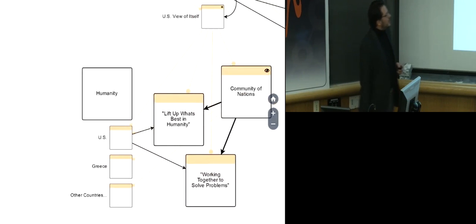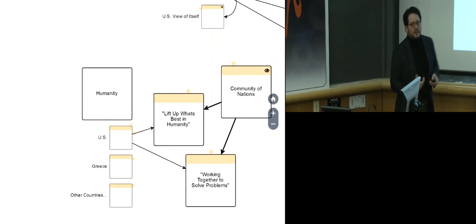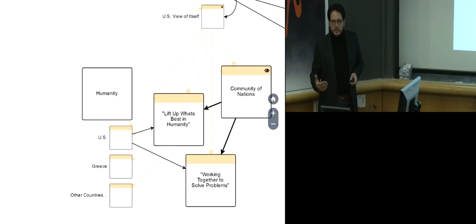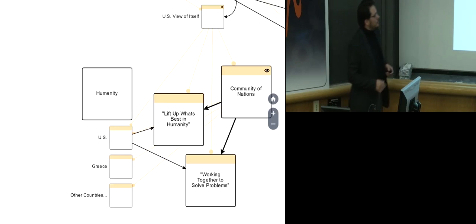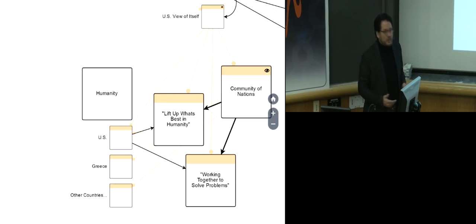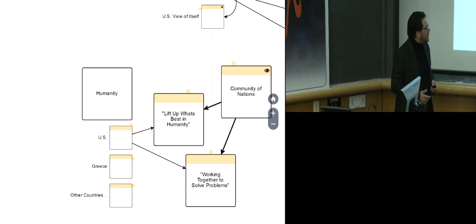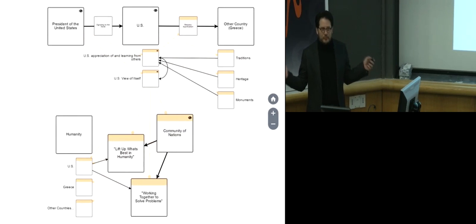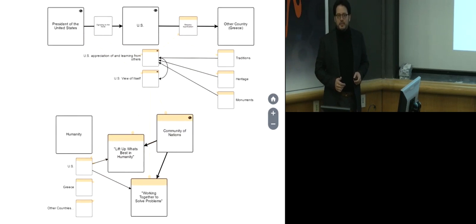And what diplomacy allows us to do is to understand ourselves, the United States, as part of humanity, as part of the community of nations, to do two things which are profound, I think, which is to lift up what's best in humanity and to work together to solve problems. How many of you share that view, that that is a valid goal of diplomacy? Please raise your hand.